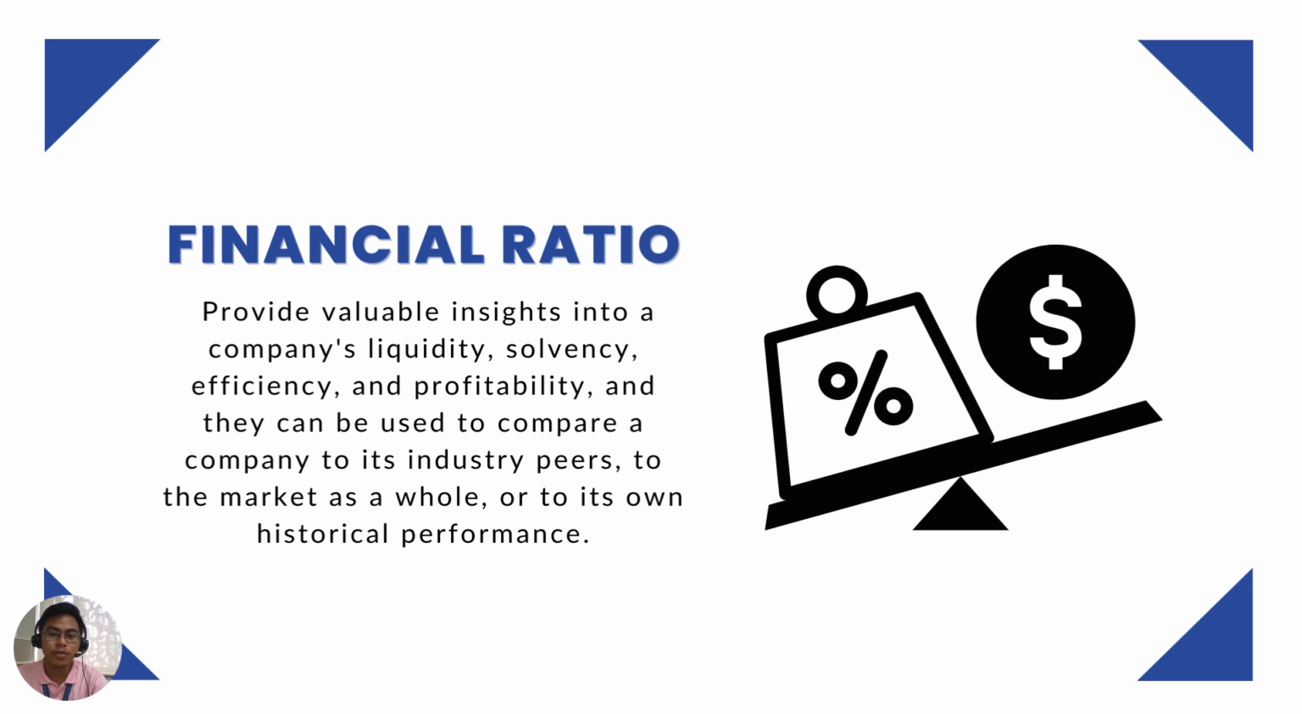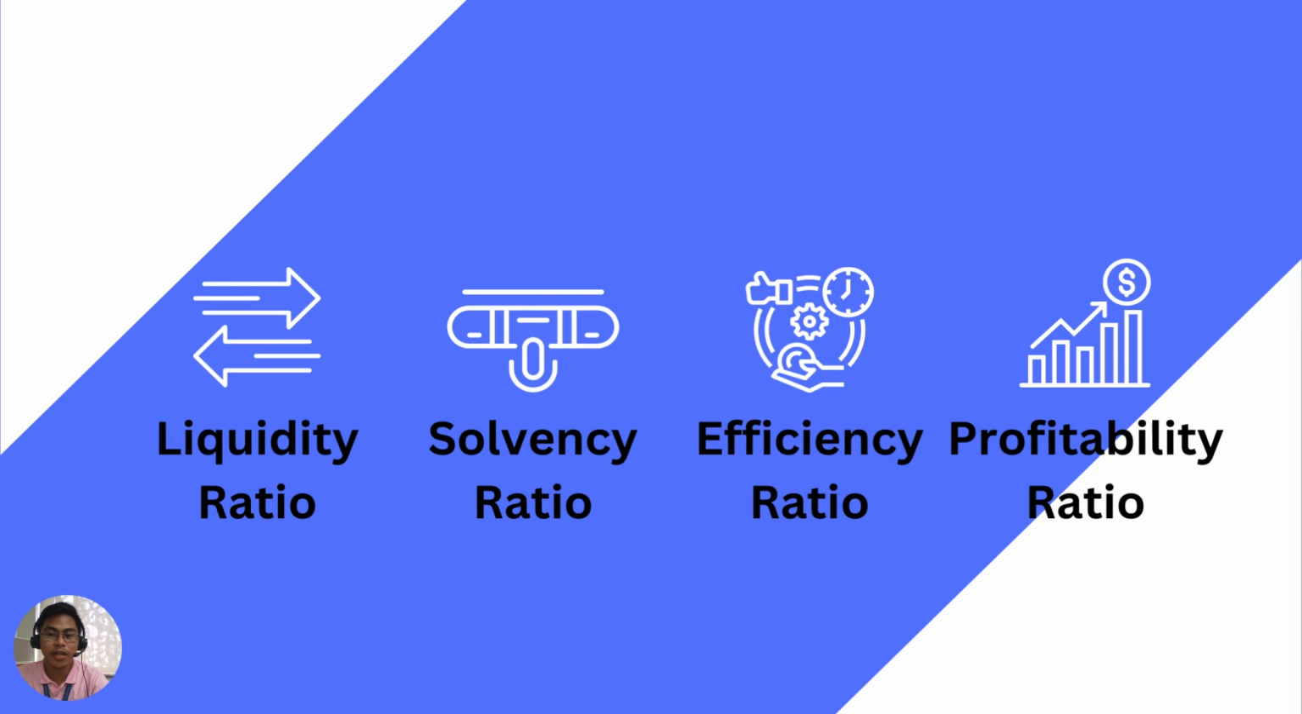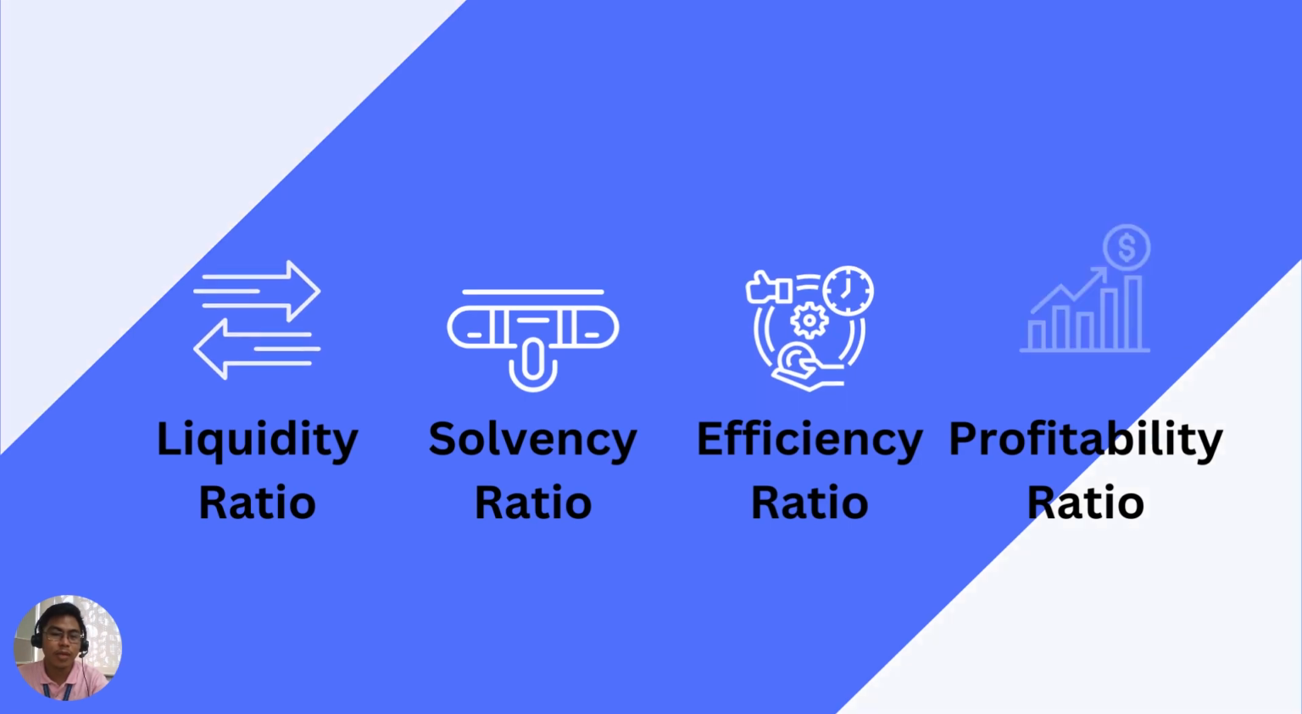So, without further ado, these are the types of financial ratios. Let's talk about the different categories of it. There are several types of financial ratios, including liquidity ratios, solvency ratios, efficiency ratios, and profitability ratios.